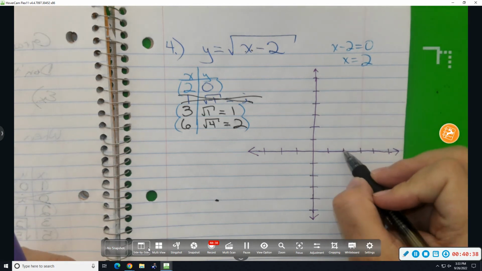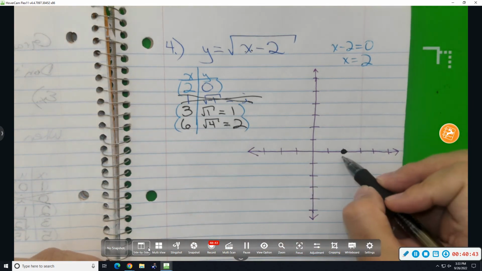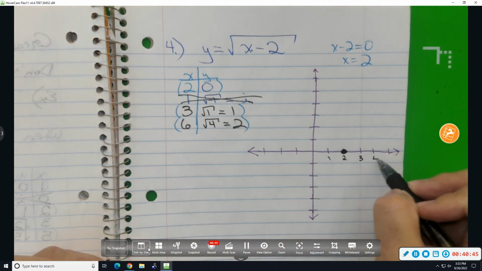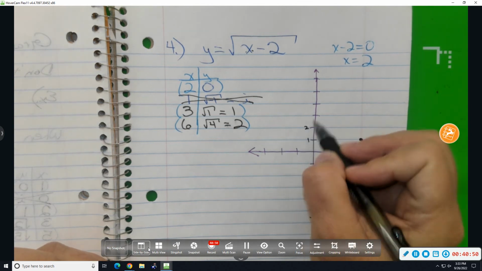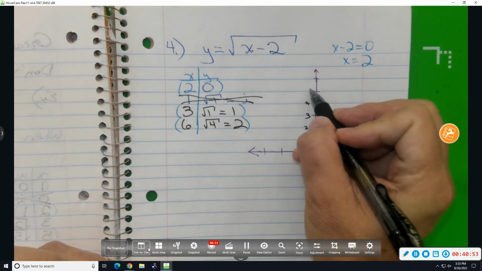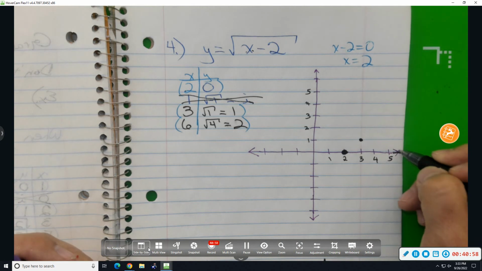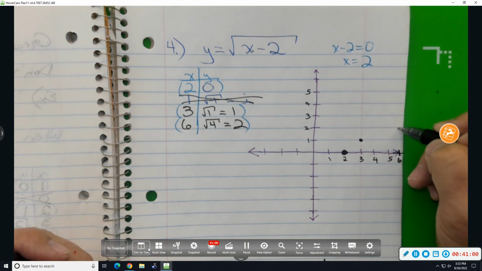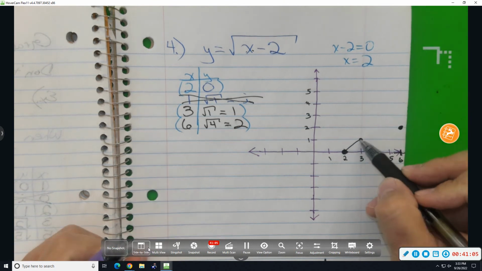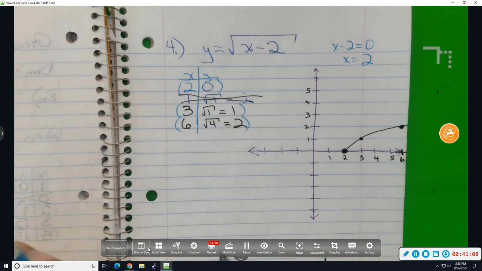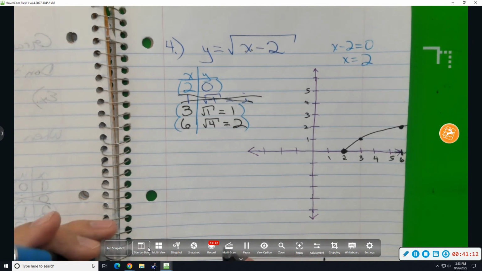So we have 2, 0. We have the point 3, 1. And 6, oh wow, 6, 2. Oh, I gotta go way over here. There's 6 over, 2 up. Do y'all see the shape? It starts here and it goes up like that. Any questions there?